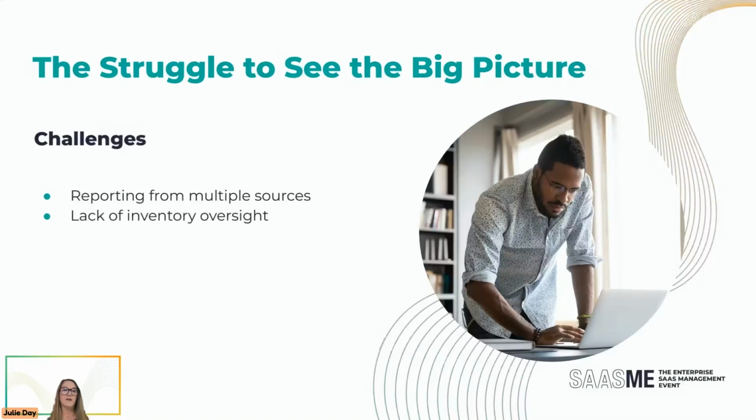Okay, lack of inventory oversight. We did not have one source of truth. We had many sources of truth, and we had to put them all together to gain an understanding of the bigger picture. And there was not one place to manage all of our SaaS applications.